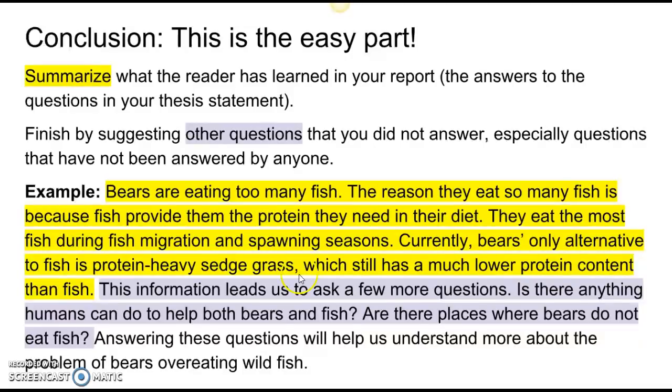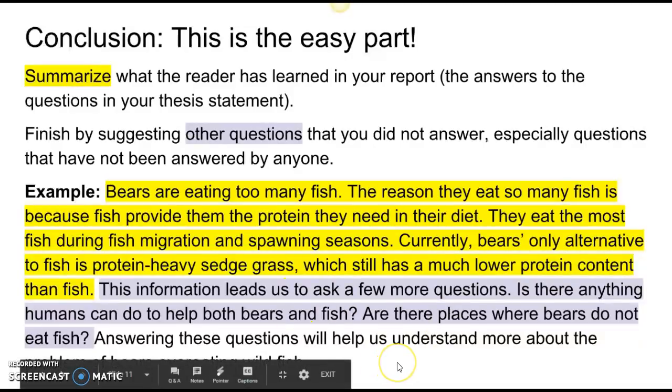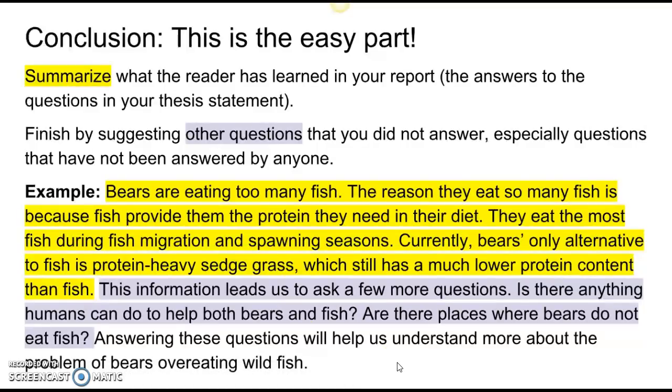Your conclusion will not share any new information. It will review information that you've shared in a way that's easy to remember, and it will indicate to your reader that there's more information to gather. And that's the end. At that point, you've finished your research report.